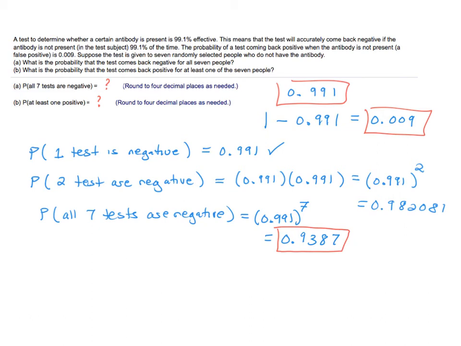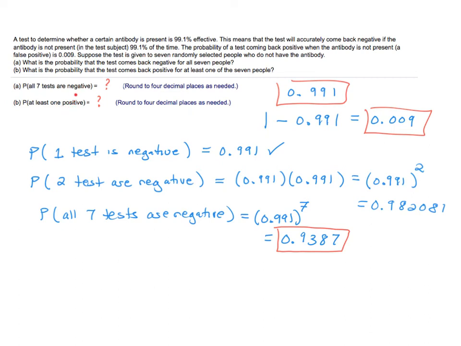And to answer part B, this says, what is the probability that the test comes back positive for at least one of the 7 people? So to recap, we are told all 7 people don't have the antibody. If it comes back positive for somebody, that's exactly what a false positive means. They don't have the antibody, but the test said that they did, so we're talking about this category here. The observation to make is if you look at all tests are negative, what does it mean for this to not happen? It means that at least one came back positive.